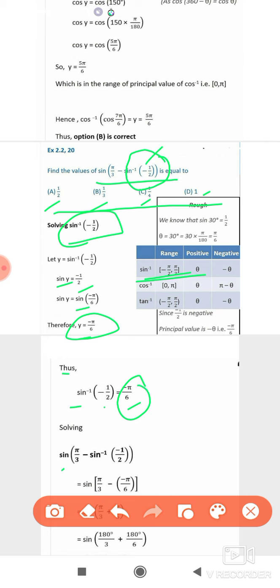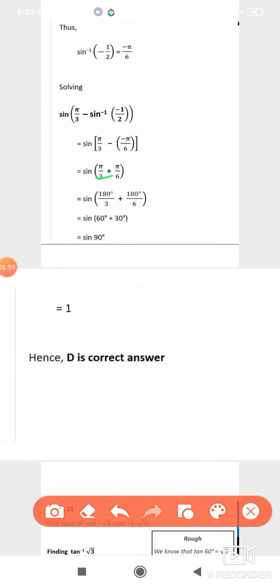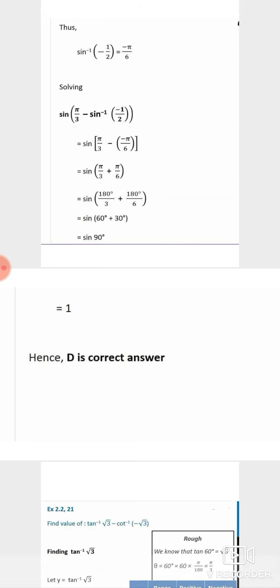Then sine of pi by 3 minus into minus pi by 6 it will be. Now pi by 3 plus pi by 6. After solving this you will get pi is 180 degree divided by 3, pi is 180 degree divided by 6. Then after solving this you will get sine 90 and sine 90 is equal to 1. So option D is correct.